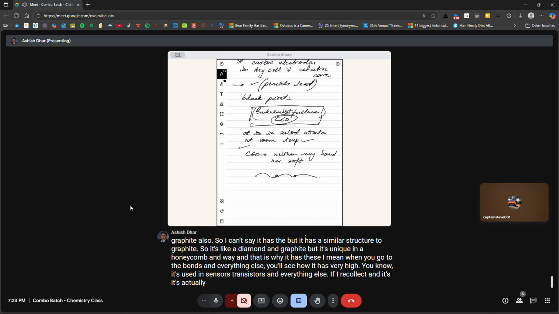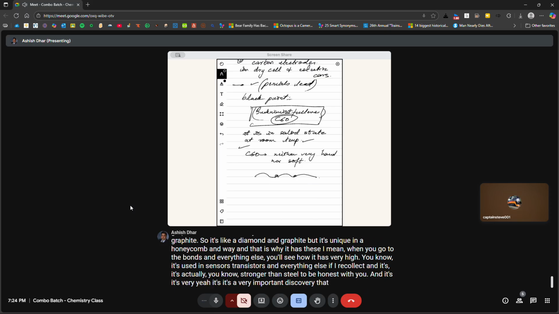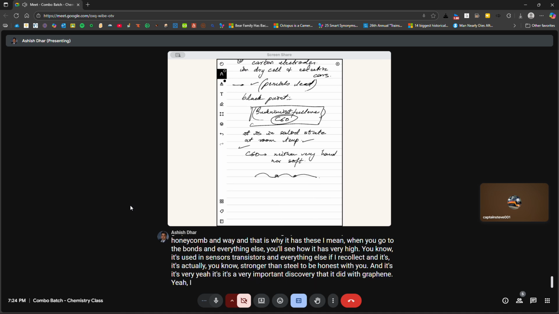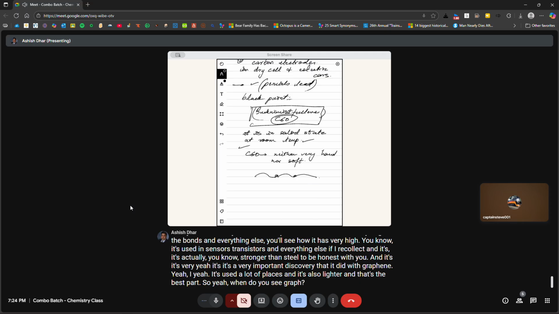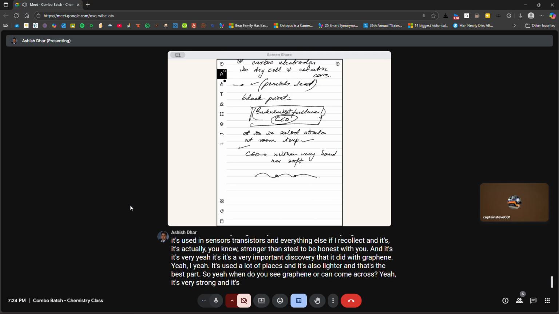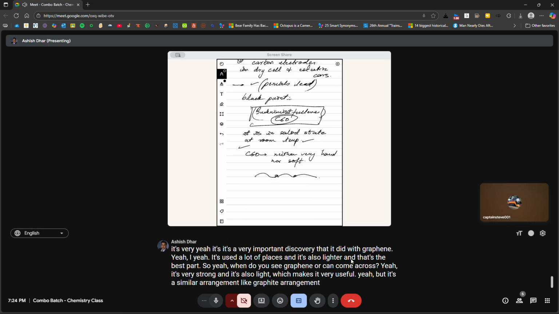And it's actually stronger than steel, to be honest with you. It's a very important discovery that they made with graphene. It's used in a lot of places, and it's also lighter, and that's the best part. So where do you see graphene or come across it? It's very strong and it's also light, which makes it very useful. It's a similar arrangement to graphite, but in a single layer.